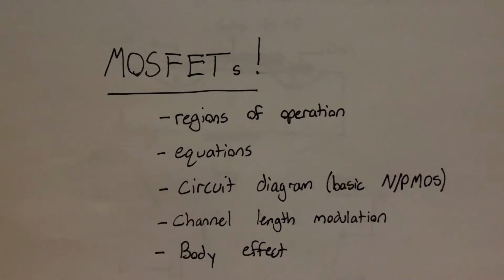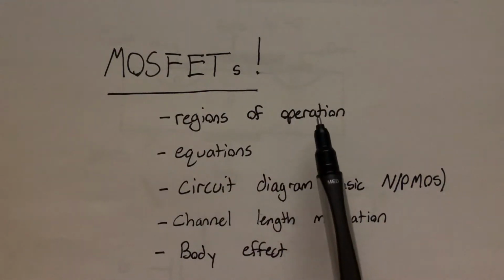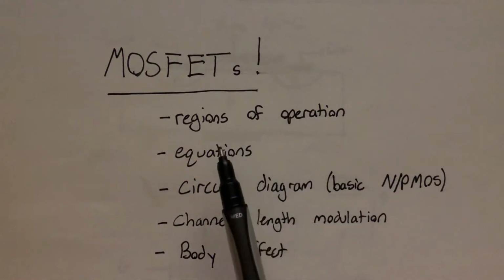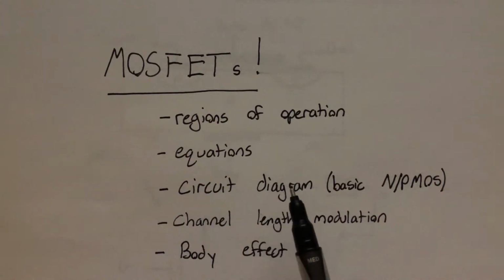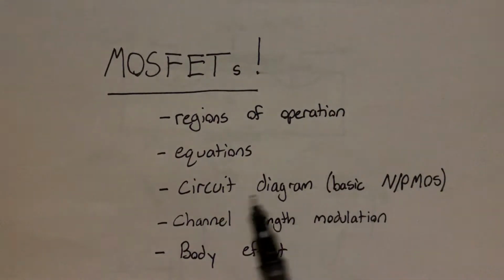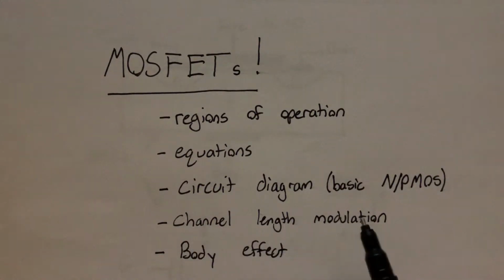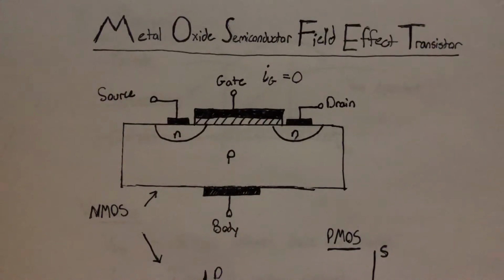In this video, I'm going to be showing you what exactly a MOSFET is, the regions of operation that a MOSFET goes through, the equations to solve for most major variables in a MOSFET, the circuit diagram of a MOSFET, and piggybacking off of that, the basic N and PMOS circuits, the channel length modulation of a MOSFET, and finally the body effect. So a MOSFET stands for a metal oxide semiconductor field effect transistor.